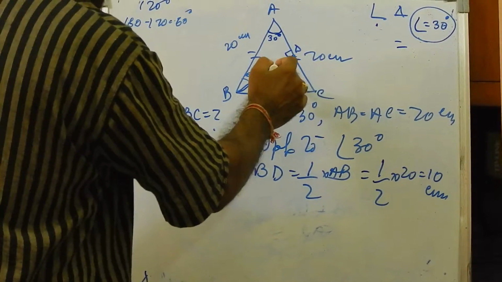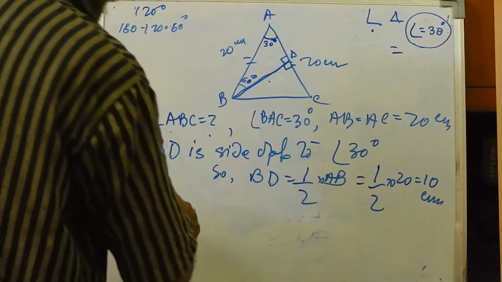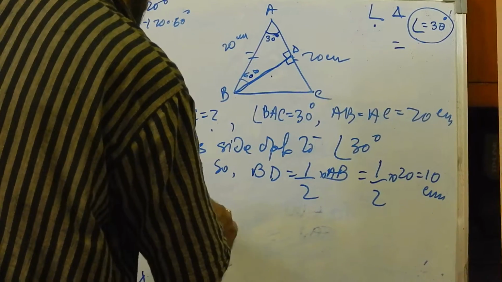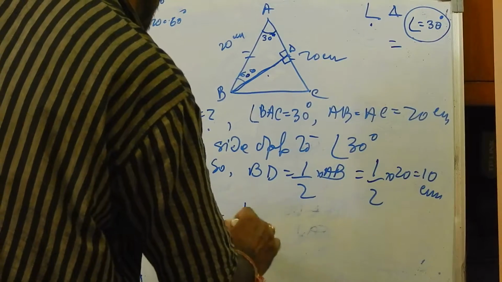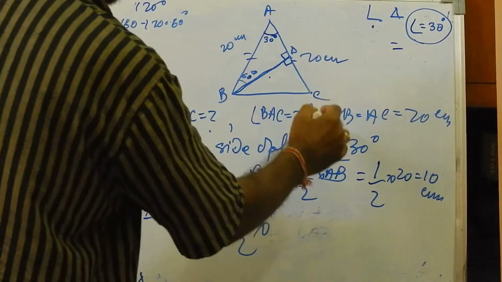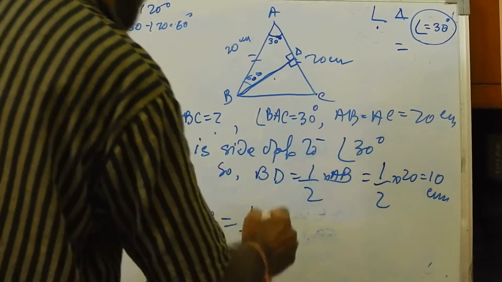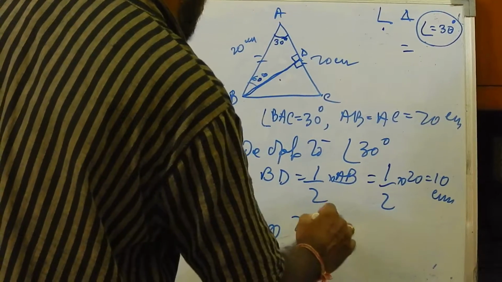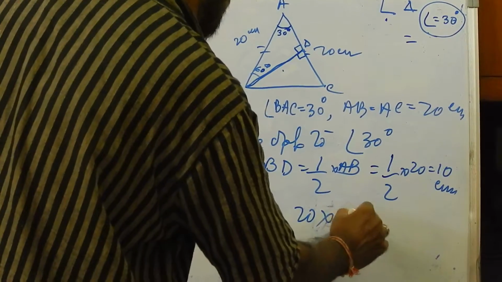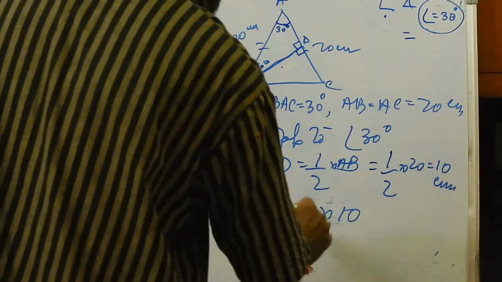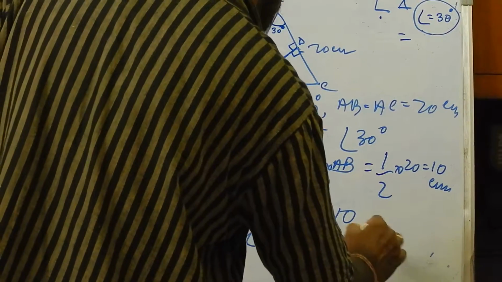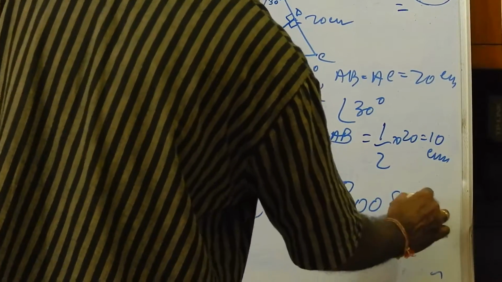So the sum is done. Now BD was the problem. So area of ABC equal to half into base AC, because BD falls on AC. AC is 20 and BD we have just found out is 10. So 100 square centimeter.